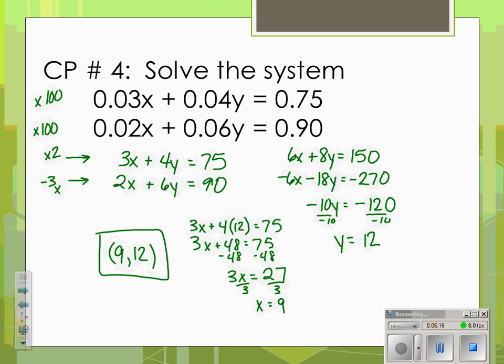When you're writing this solution point, make sure that you pay attention to which of the numbers you got was your x value and your y value. Don't put your ordered pair or your solution point backwards. They have to be in the form x, y. Okay, all of those solutions are going to be points that can be plotted. All right.